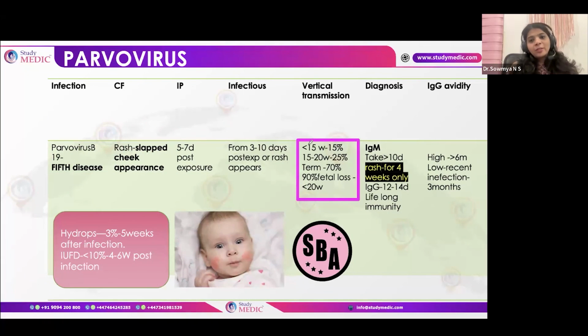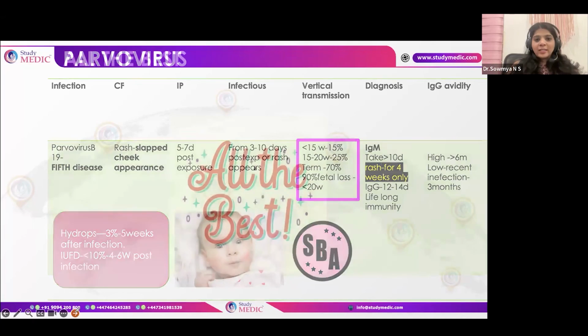Parvovirus risk of transmission, less than 15 weeks, 15 to 20, 25, term 70%. You know the slapped cheek appearance, all right? So obviously this causes anemia and fetal ascites.